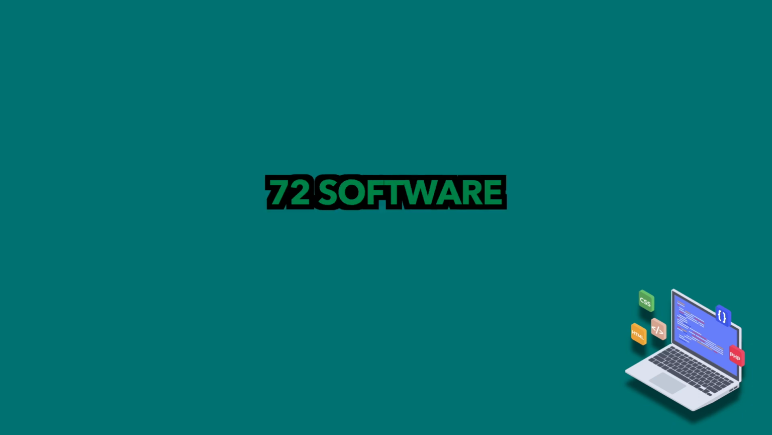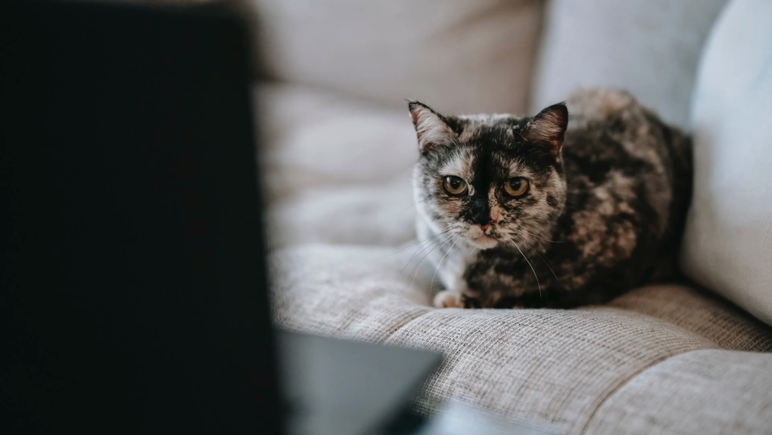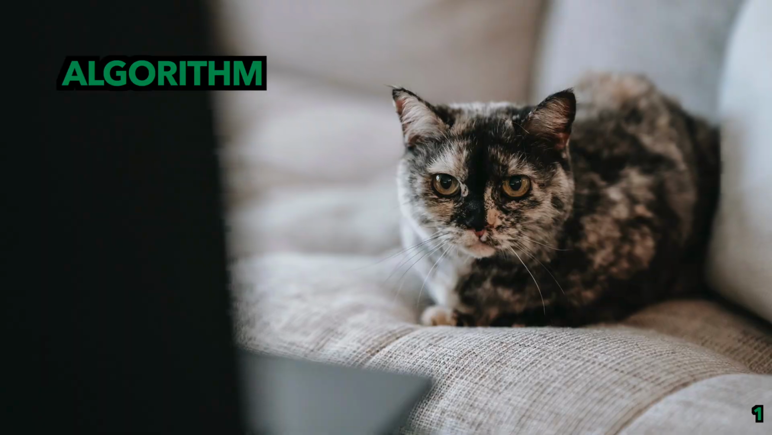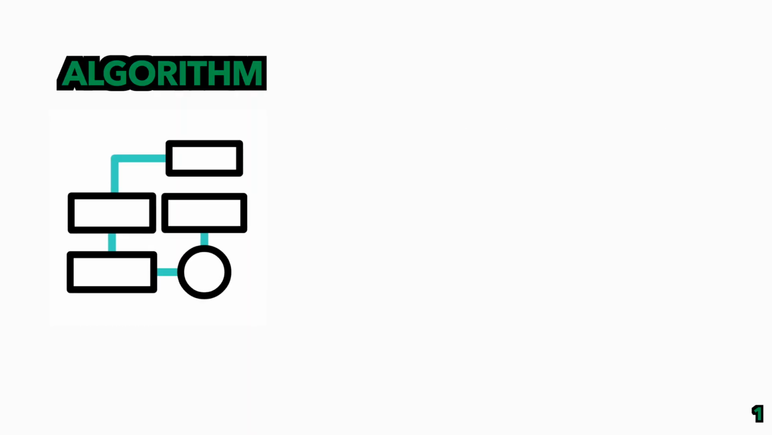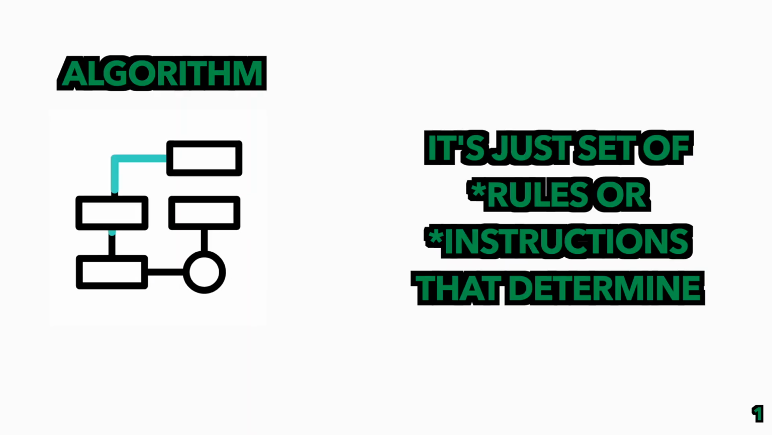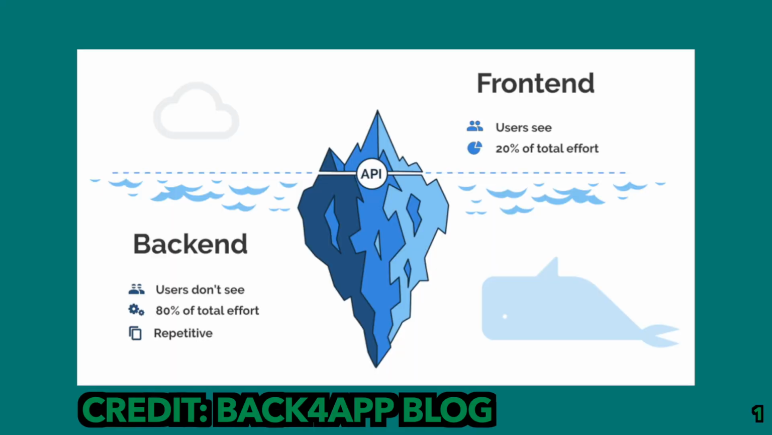Welcome to 72 software development terms you should know. If you're watching this, the YouTube algorithm probably led you here. It's not quite the magic you may think it is, it's just a set of rules or instructions that determine the content shown to you. The algorithm is part of YouTube's backend.